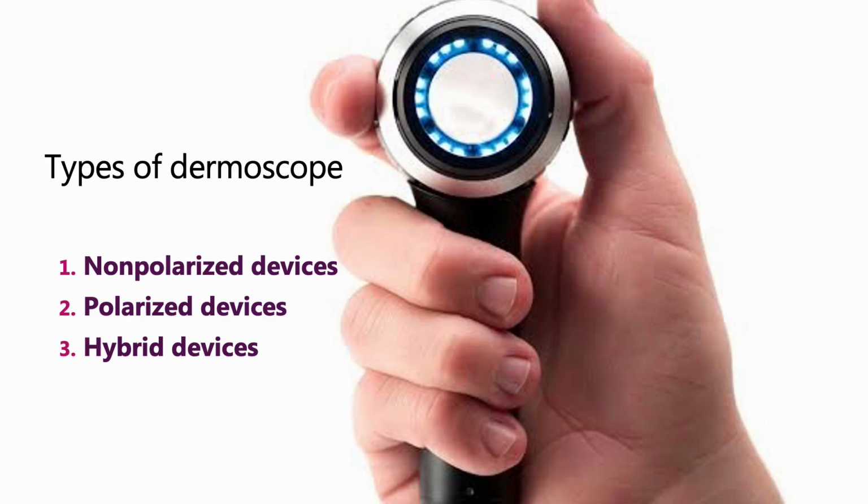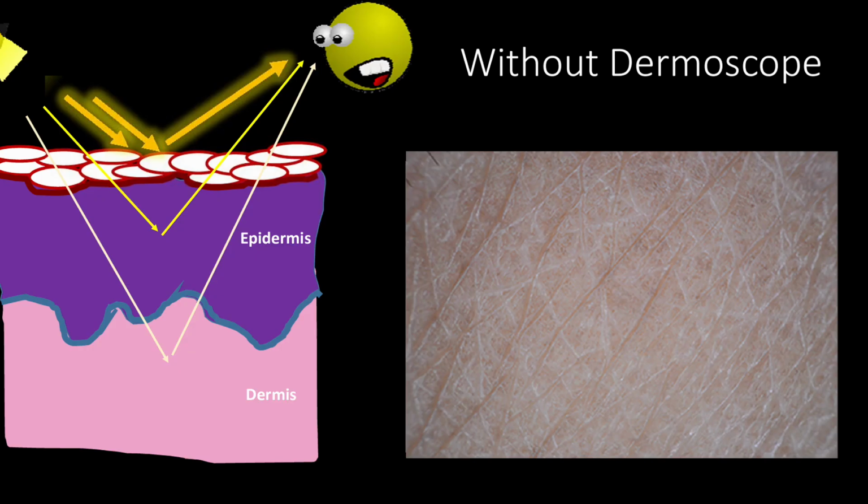There are three different types of dermatoscope: the non-polarized devices, polarized devices, and the hybrid ones, which have the option of toggling between the non-polarized and the polarized mode. Okay, let's study the physics of dermoscopy.